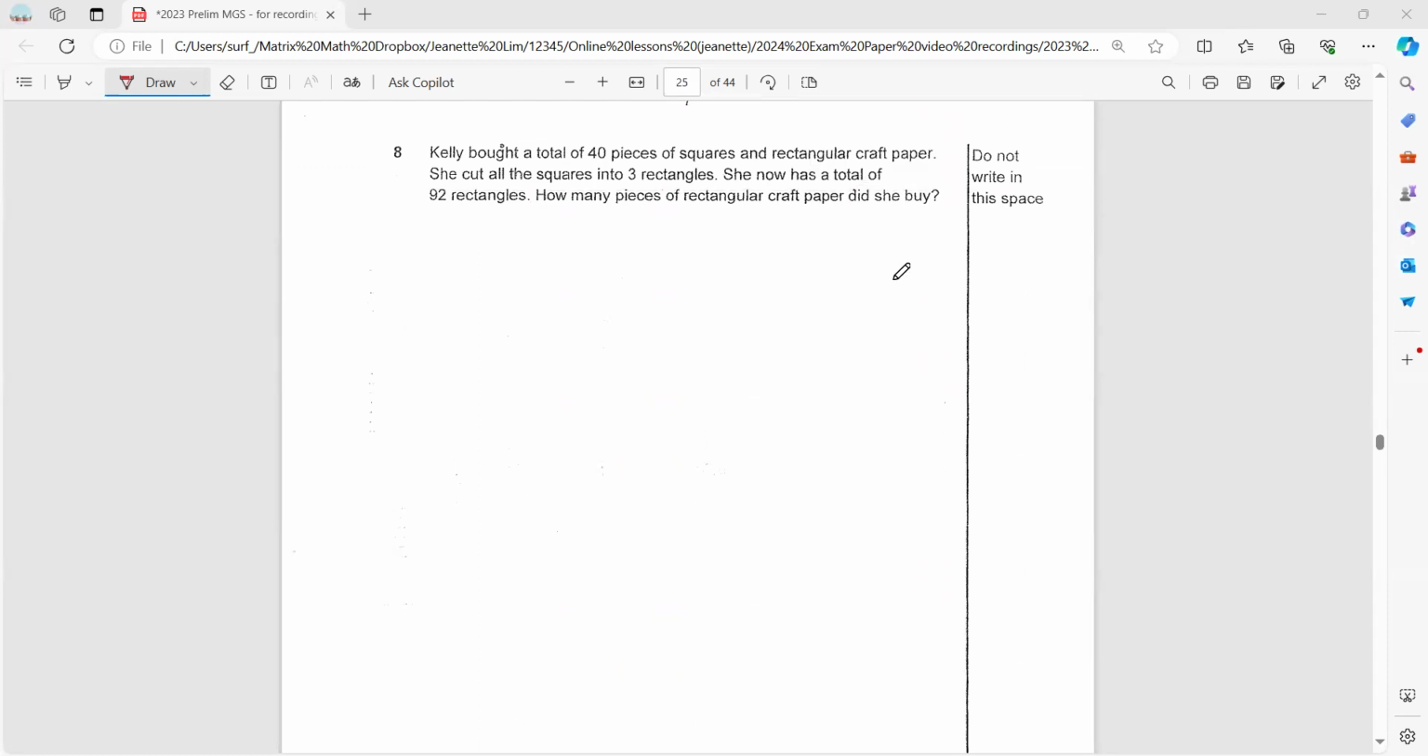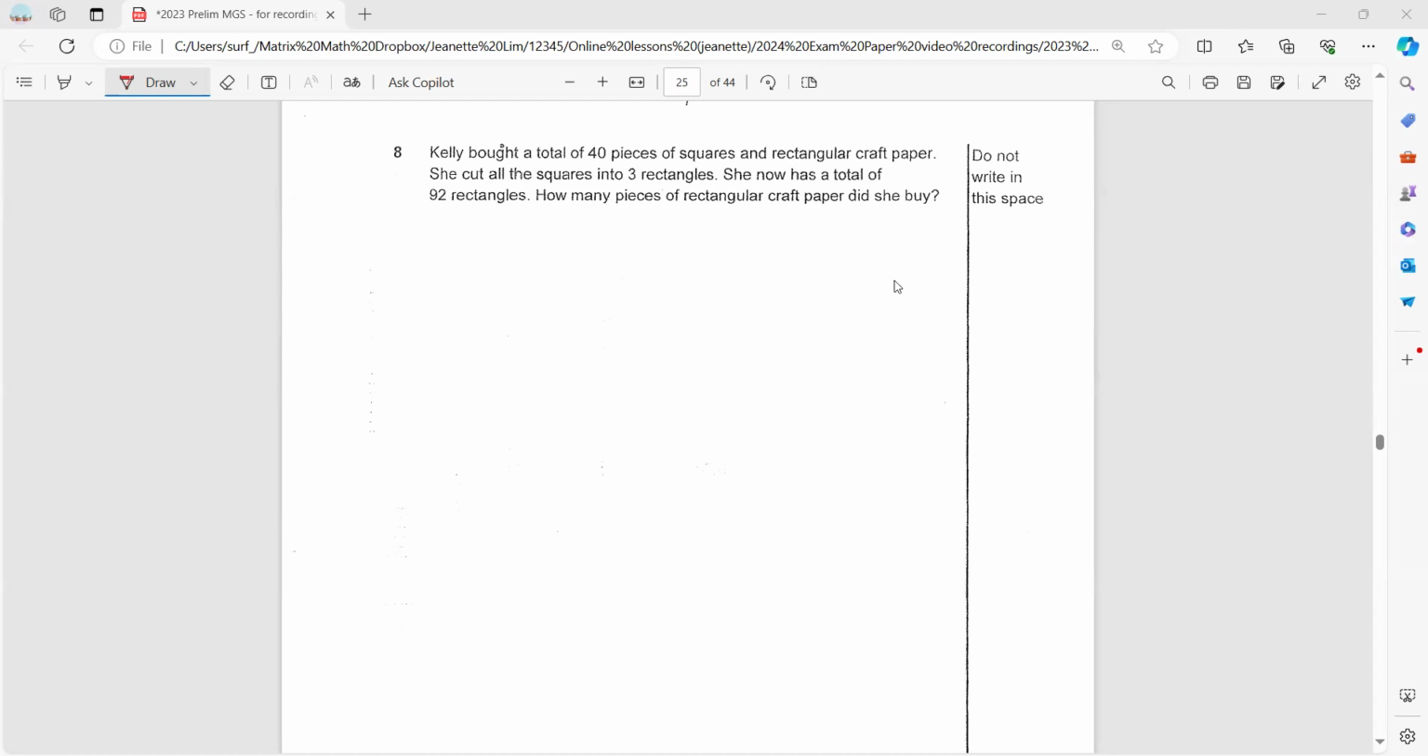Question 8. Kelly bought a total of 40 pieces of square and rectangular craft paper. She cut all the squares into 3 rectangles. She now has a total of 92 rectangles. How many pieces of rectangular craft paper did she buy? So there are squares and rectangular craft paper, right? But every square you can cut to get rectangles from the squares.